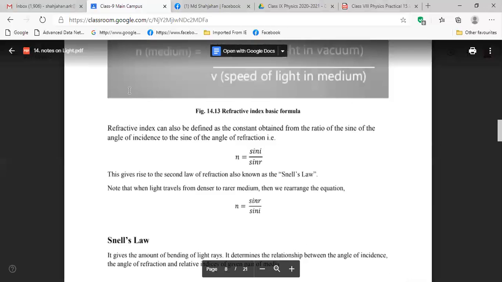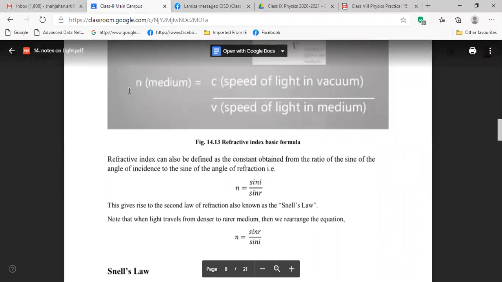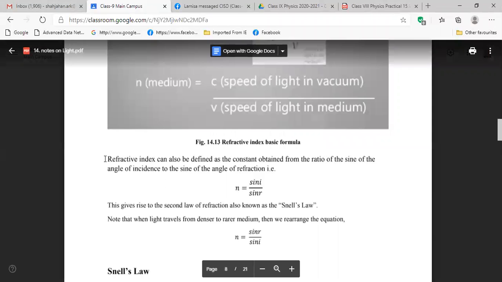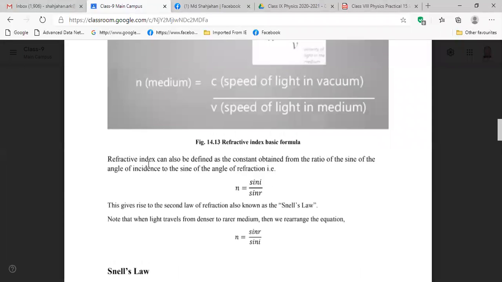Sir, we will write the definition of Snell's law. No, only write the heading. I will tell you what you have to write. Okay, sir. Okay, done. Now, if you are done with writing the heading, then you write from here. Refractive index can also be defined. From here you write.